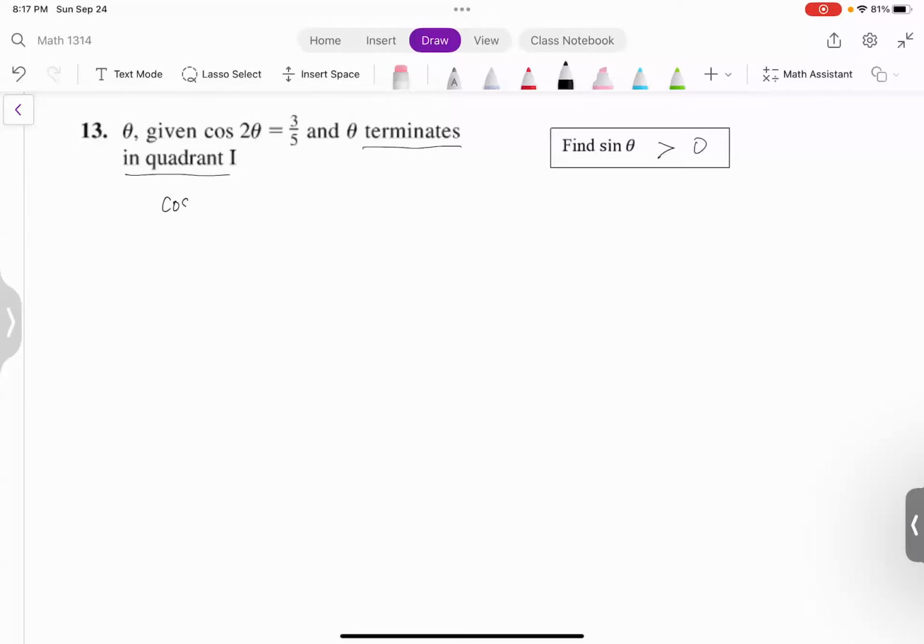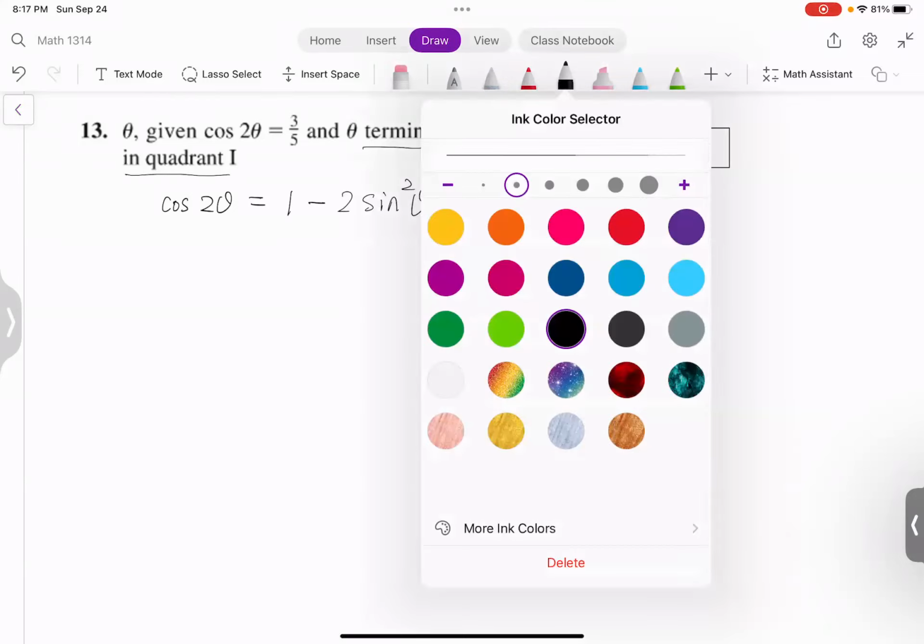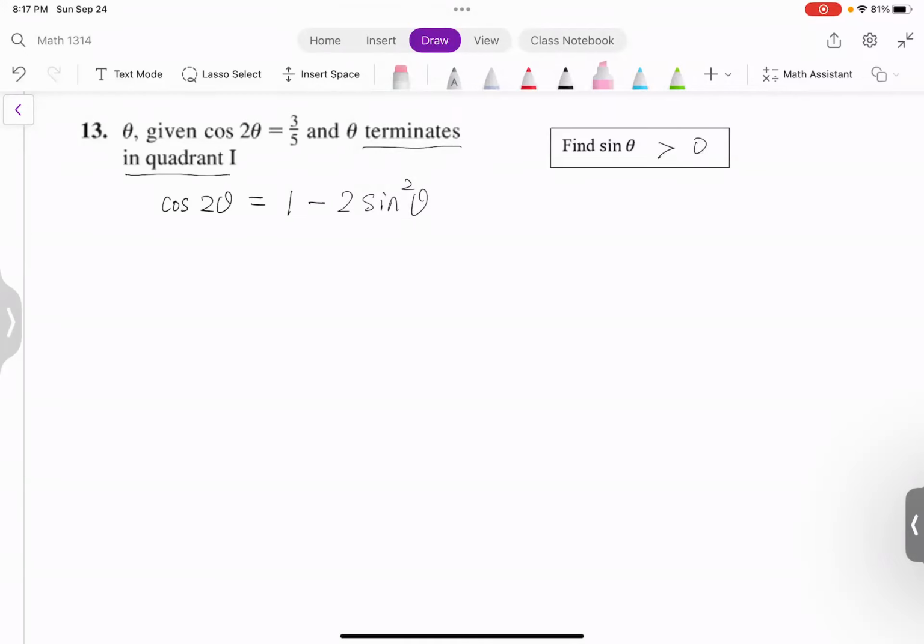That is cosine 2 theta equals 1 minus 2 times sine theta squared. Oh, we got the sine theta part, and we got the cosine 2 theta part. Okay, we can isolate the sine theta, right? So let's isolate the sine theta.